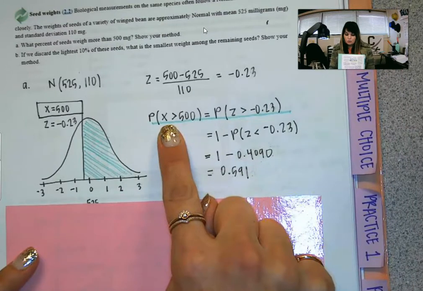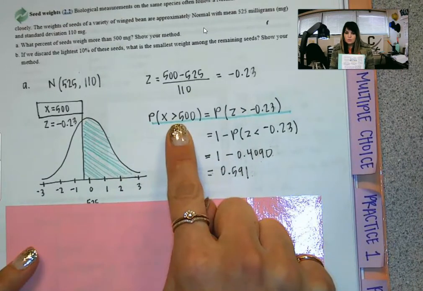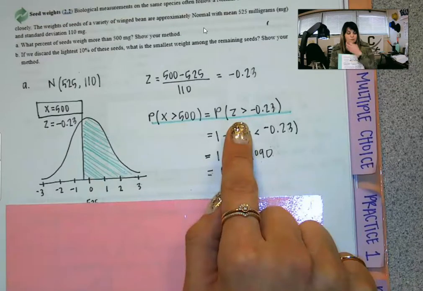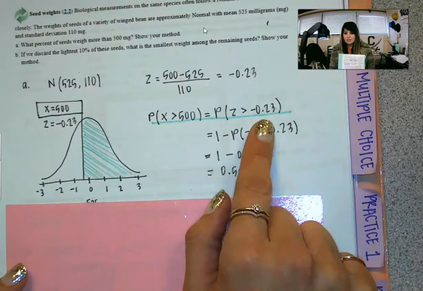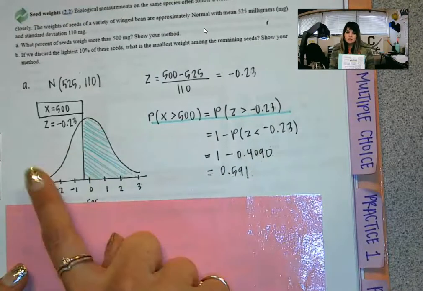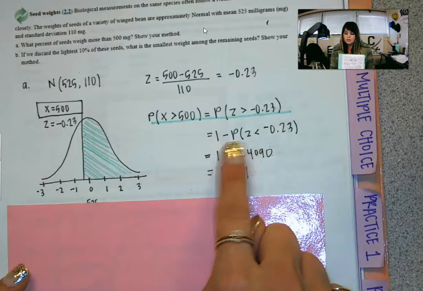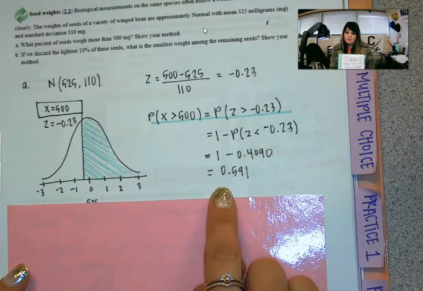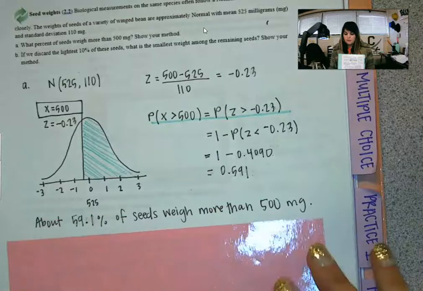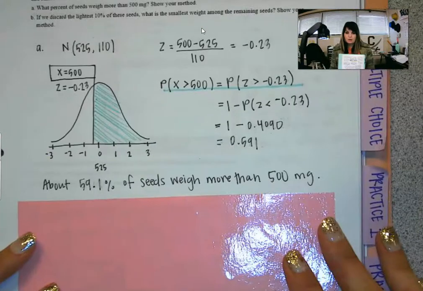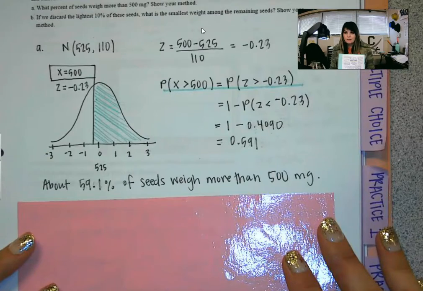If I want to know the percent of seeds that weigh more than 500, I need to find the percent of data that is greater than a z of negative 0.23. Well, our Z table does not give us areas to the right. It only gives us areas to the left, so we need to do 1 minus this area. So that gives us 0.591. About 59.1% of seeds weigh more than 500 milligrams. You need to have everything for an E.